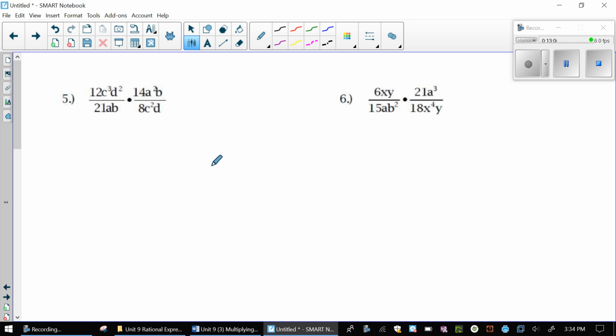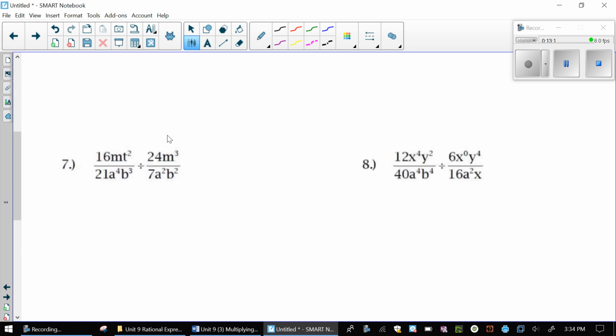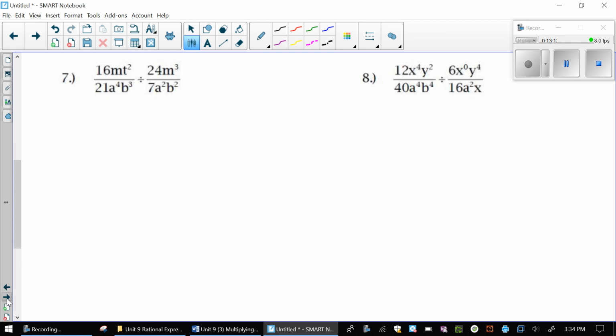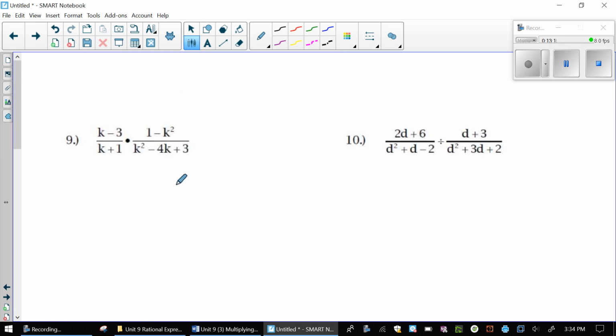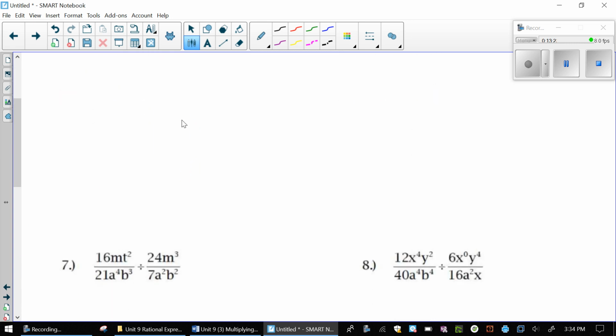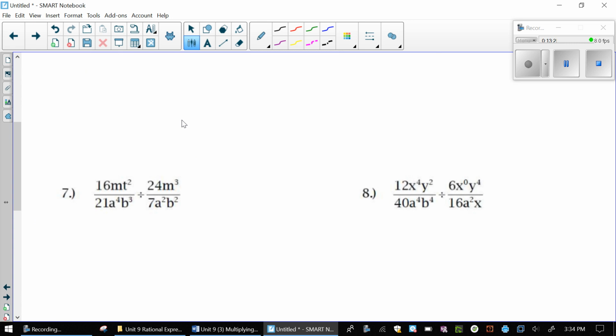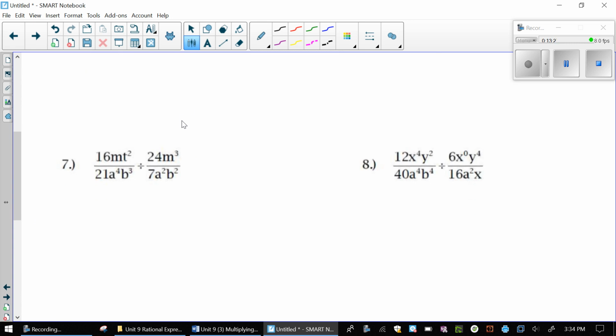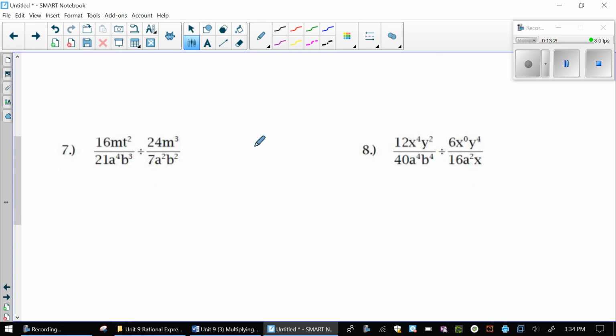All right, this looks almost exactly the same as that last one. Our next page, notice we start getting into some polynomials here, so this is going to be a little bit different. I'm just going to do one more of these for you guys. I'll do one more division. So I'm going to jump to 7. Let's do this guy. Looks interesting. Okay.